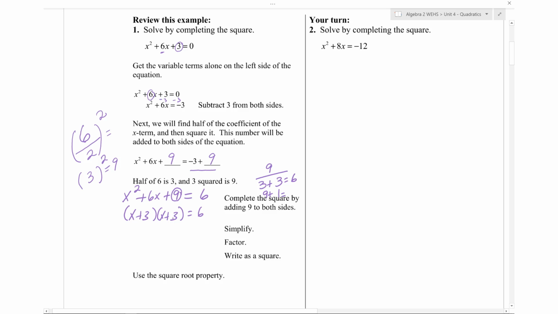What we can do is rewrite this quadratic equation as x plus 3 to the second power, since it's the same binomial, and we set this equal to 6. And then the last step, to solve for x, we're going to use the square root property and take the square root of the left side as well as the right side. And so we have x plus 3 equals plus or minus the square root of 6. So to solve for x, we're going to subtract 3 from both sides. So we have x equals negative 3 plus or minus the square root of 6.